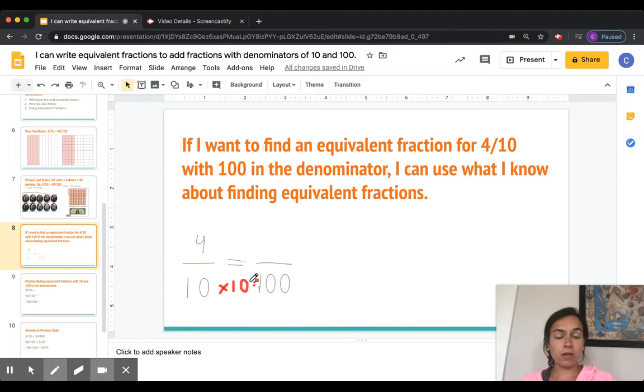If I multiply 10 by 10 on the bottom, I know if I'm finding equivalent fractions, I have to multiply by 10 on the top. So 4 times 10 equals 40. So again, this is another way of finding my equivalent fraction for 4/10 with hundreds in my denominator, hundredths. Okay, so 4/10 is equal to 40 hundredths.